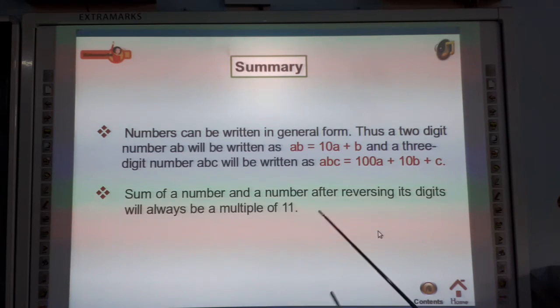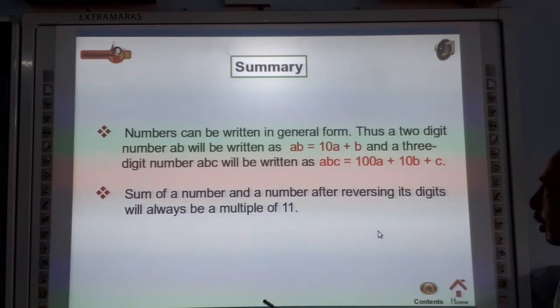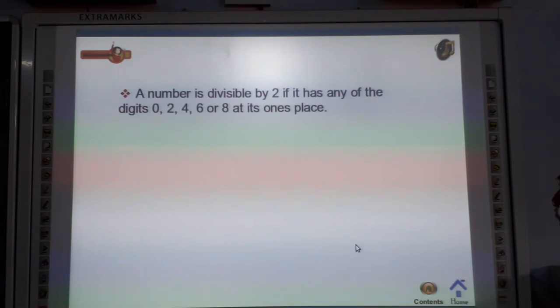The sum of a number and the number after reversing its digits will always be a multiple of 11. When you reverse the number and add both the numbers, then that sum will always be divisible by 11. There will be an explanation also.